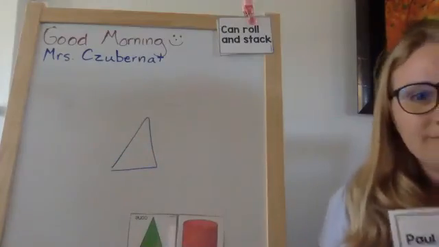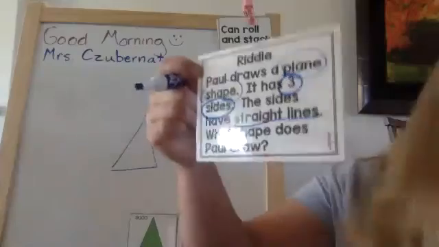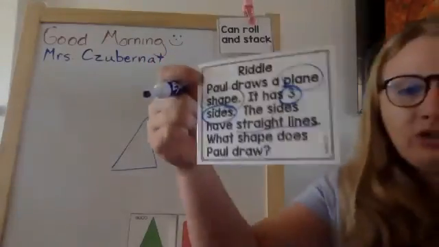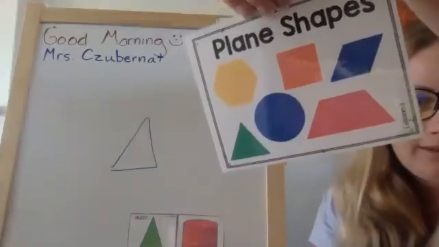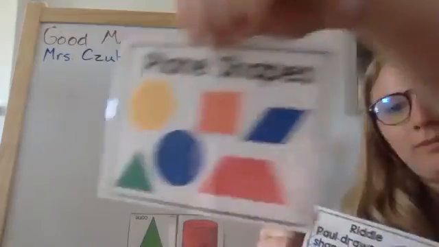That one's a little tough. Now, the clue, it's a plane shape, is telling us that it is not a three-dimensional shape because plane shapes are flat, not three-dimensional. So we call those 2D or two-dimensional.